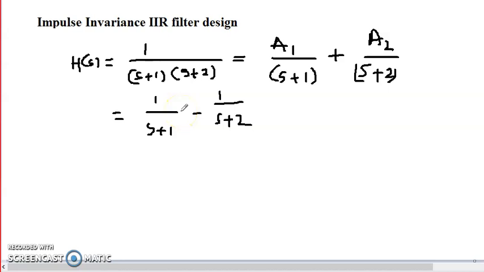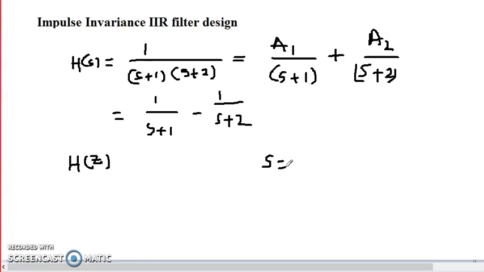So if H(s) is the analog filter response, and we have to get a digital filter out of it, then we need to find out H(z). We need to find out H(z) because H(z) is the transfer function for the digital filter, the digital system. So what will be the transformation?